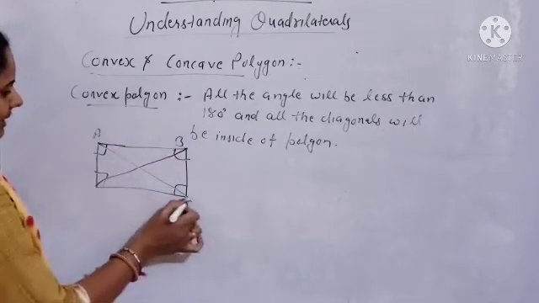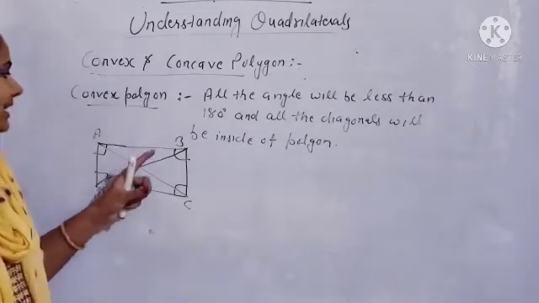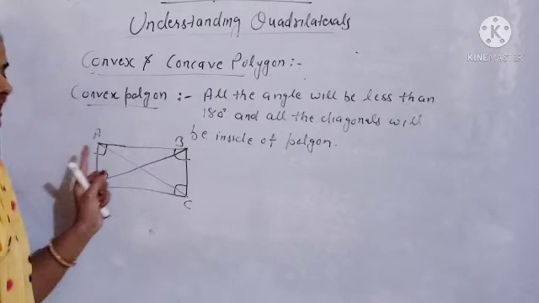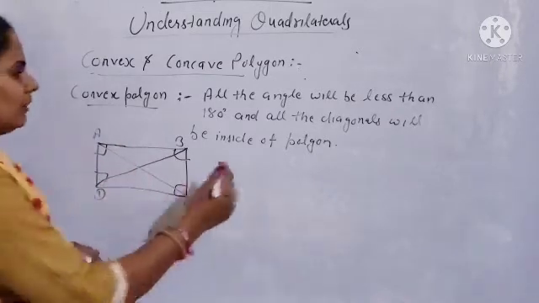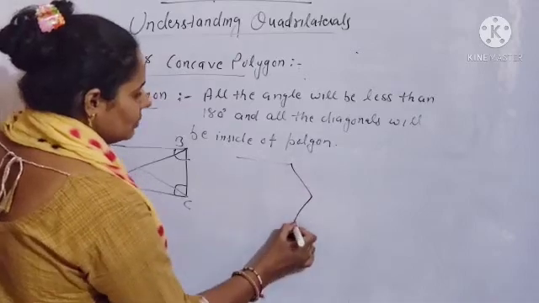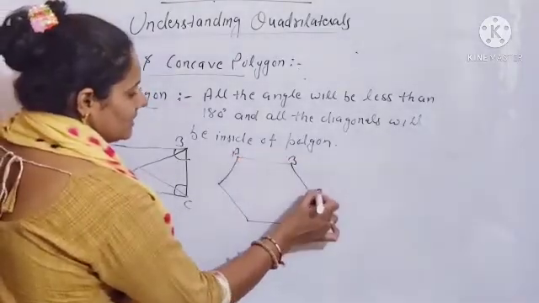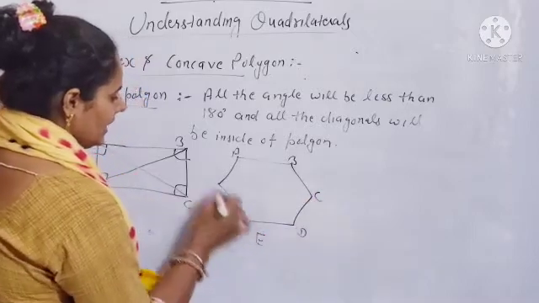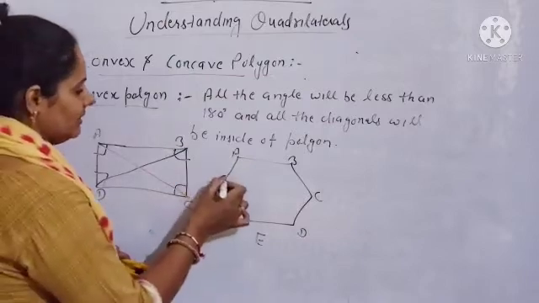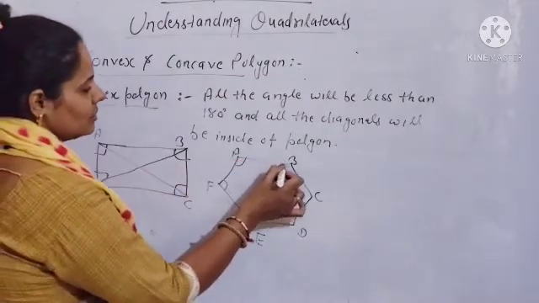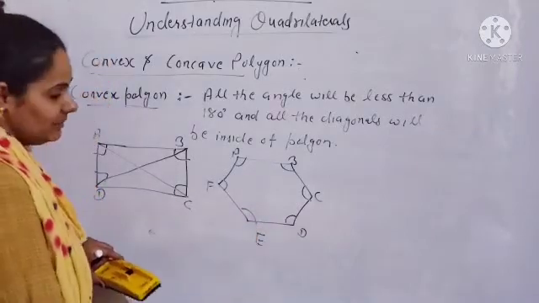Okay, so you can say ABCD, this is a rectangle, and in this rectangle AC and BD are the diagonals, and all the angles are less than 180, and all the diagonals are inside of the diagram. For example, if I am making 1, 2, 3, 4, 5, 6 hexagon, so A, B, C, D, E, F. So this is a hexagon. So all the angles will be less than 180. This one is also, this one is also, this one is also. Clear?